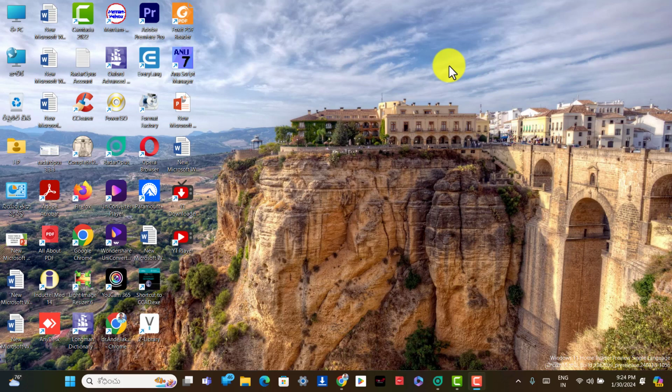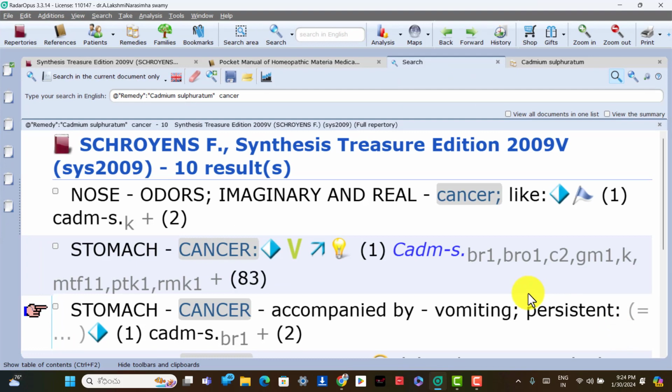Today's topic is Cadmium sulph, single rubrics. First of all, what is important in daily practice? Cadmium sulph, among all other remedies, is explained. Next I will explain about single rubrics. Let's see what is important in Cadmium sulph in daily practice. That is, Cadmium sulph is useful in cancerous conditions.